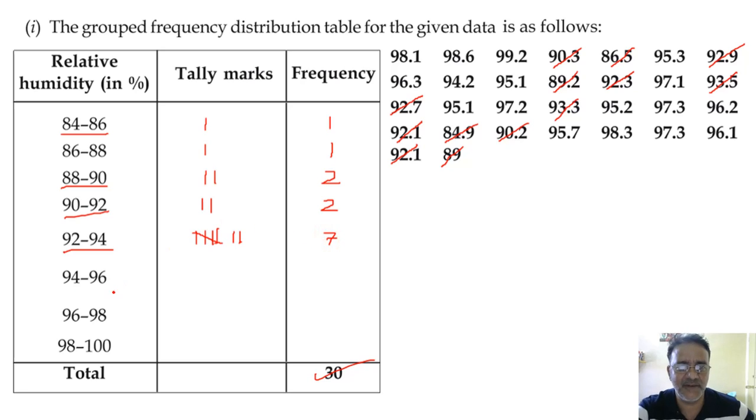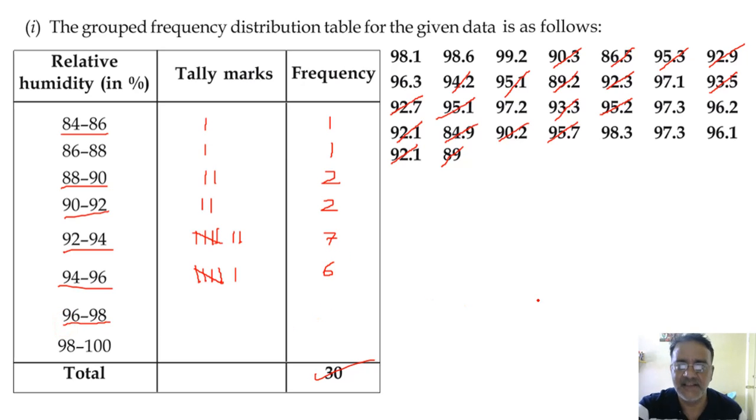Okay, and the next one is 94 to 96. 94 is included, 96 is not included. So we'll start with the first row. 1, 2, 3, 4, 5, 6. Anything is left over? 1, 2, 3, 4, 5, 6. So we are getting 6 here.